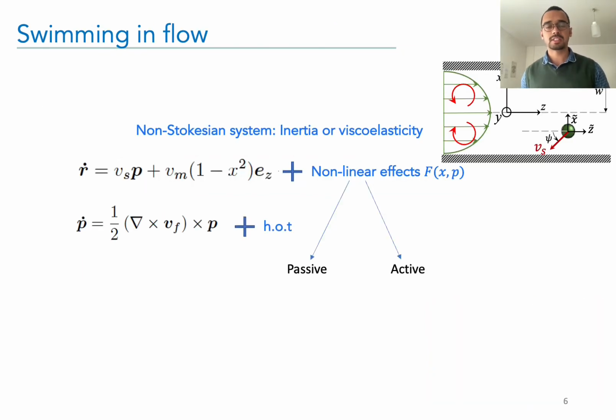So we are interested in this quasi-steady system, which should give us the nonlinear effects, which will have both passive and active components. And the rate of reorientation will also have some modifications, but we have verified that these effects do not alter the trajectories of the swimmer qualitatively, so we have not accounted for them.